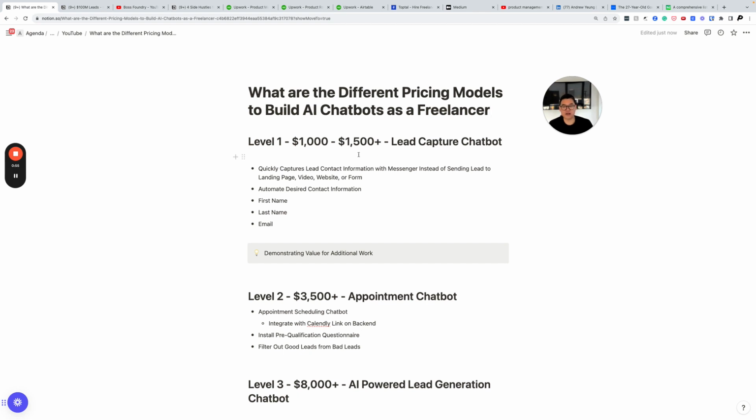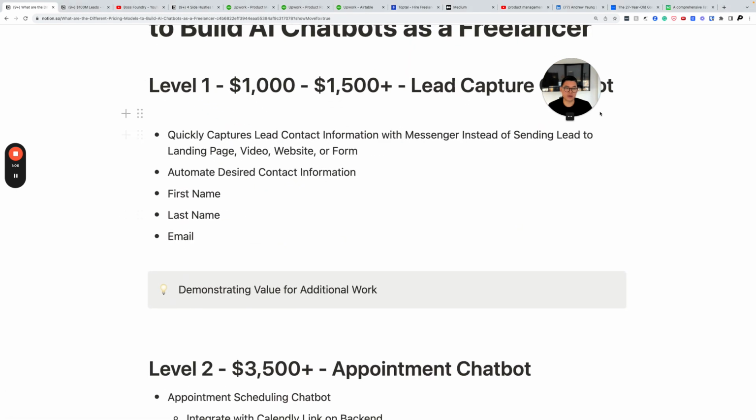Now, having said that though, let's talk about the very baseline level. When you're first starting out or you don't know how to charge, I would really recommend at the very baseline level, if you're building chatbots for a business owner, level 1, $1,000 to $1,500, is a lead capture chatbot. So what is a lead capture chatbot? What does it do and how is it valuable for a business owner?